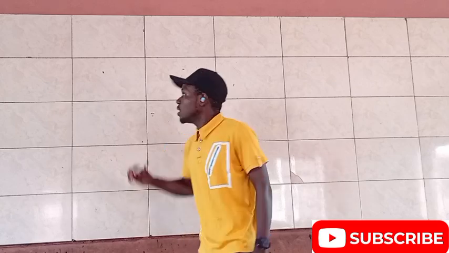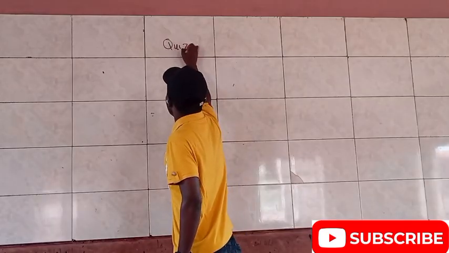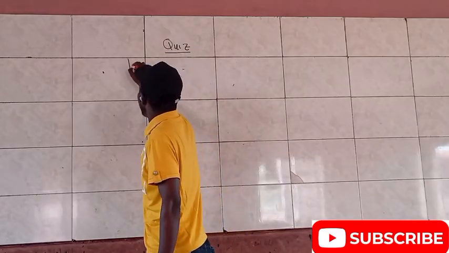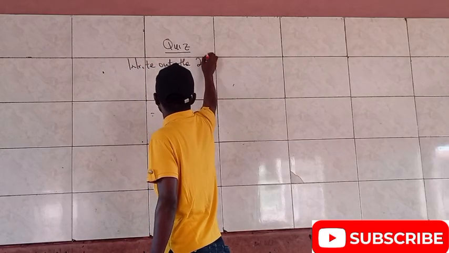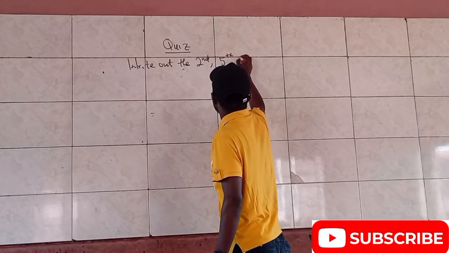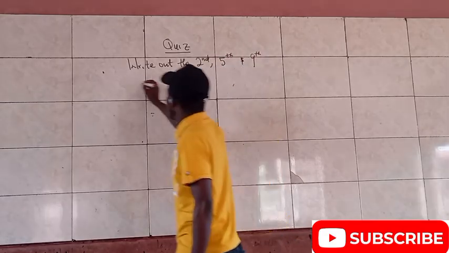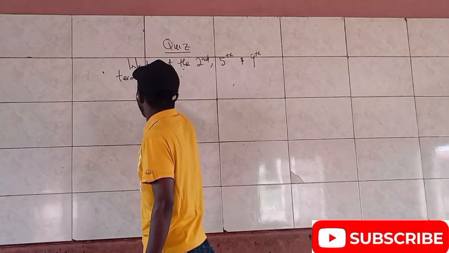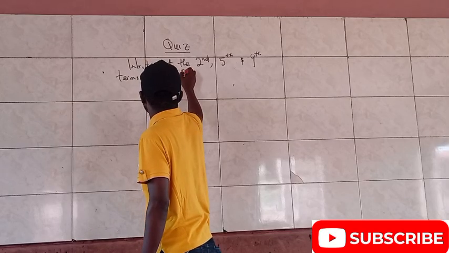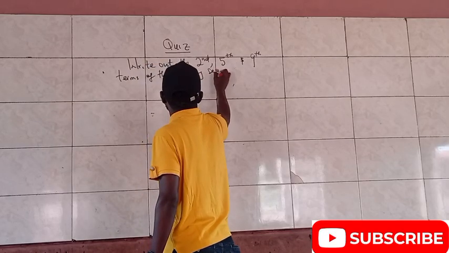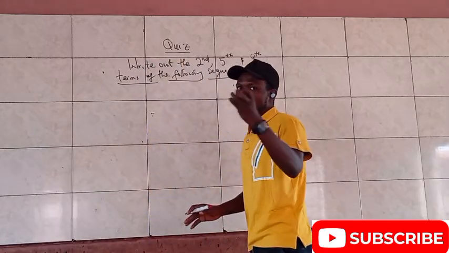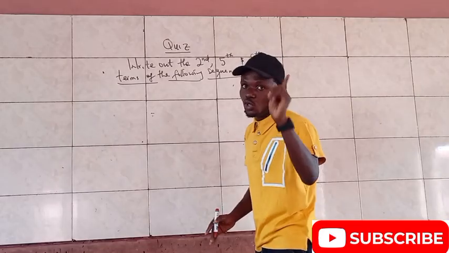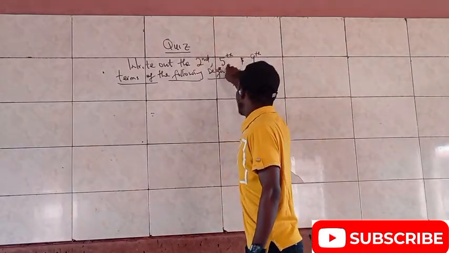Okay, so I'm going to be giving some quiz, like I said, so that you can try for yourself. Simple mathematics quiz. Write out the second, the fifth, and the ninth terms of the following sequences. Now, what you're going to be doing here, like what we did initially where we found the first, second, third, fourth, and fifth, you just find the second, the fifth, and the ninth term.